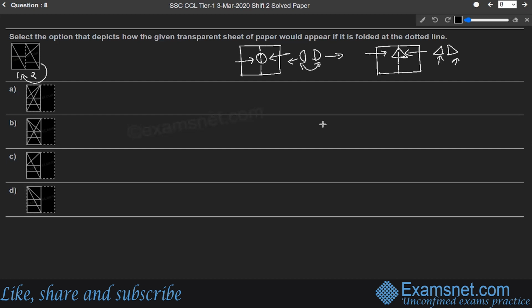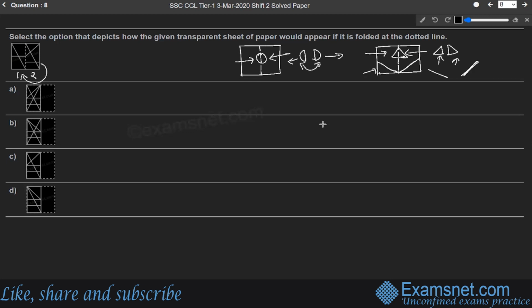Now let us make a line. If in the right hand side, we have a line in this form, then in the left hand side, it will be in the opposite direction. See, in the right hand side, the line is in this direction. So in the left hand side, it will be in this direction. So it will look like this in the left hand side. I hope the concept is clear to you that if we have a dotted line or any line in the middle of the paper, and if we make any shapes, then it will be opposite in the other direction.